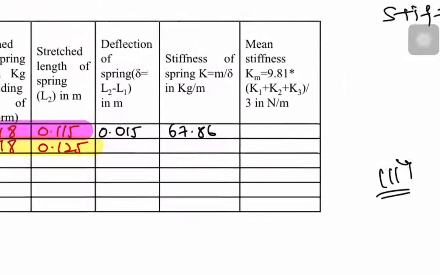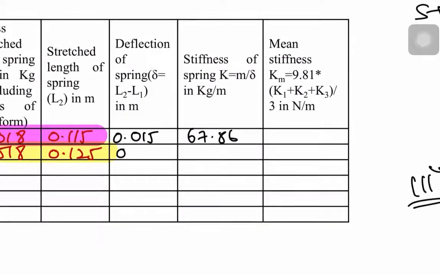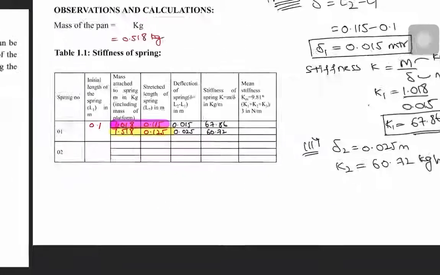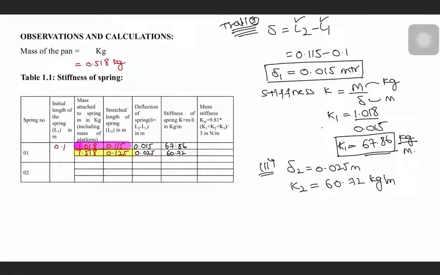So the values you enter back into the tabular column are 0.025 and the stiffness is around 60.72. The unit is kg per meter. So the last thing you have to calculate is the mean stiffness.